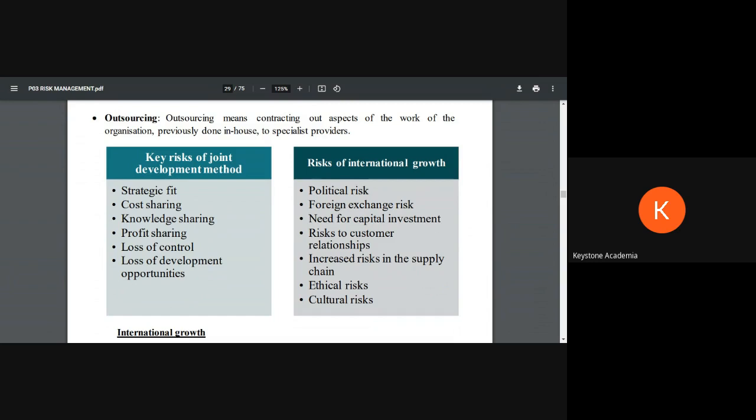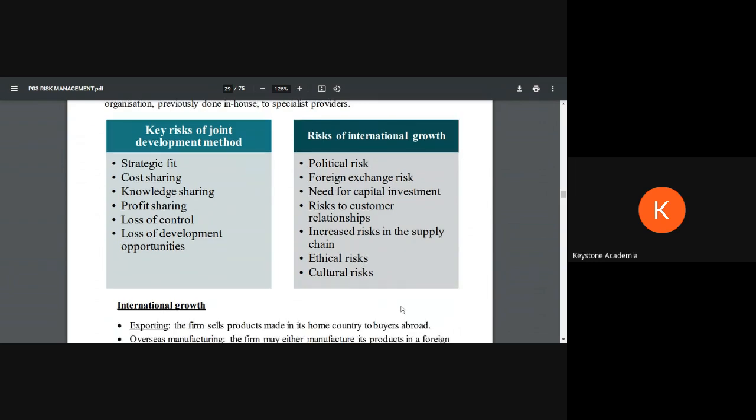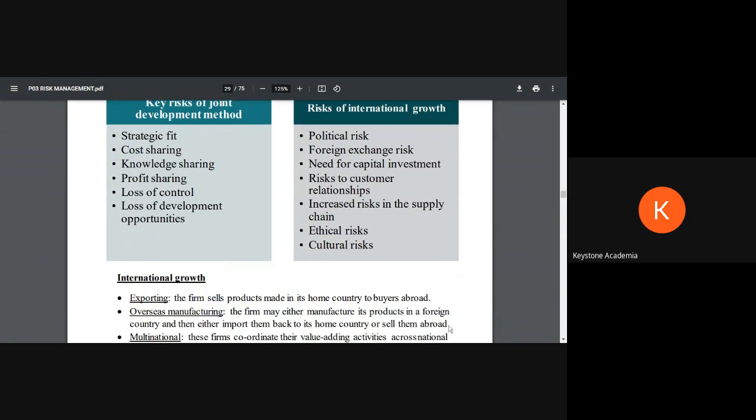Because we are not getting marks on just learning this. We are getting marks in the exam to apply to the scenario. Okay. Then risk of international growth, we have already seen in chapter 1 also, like political risk, forex, capital investment. Same thing, we'll have extra risk when we go to international operations.